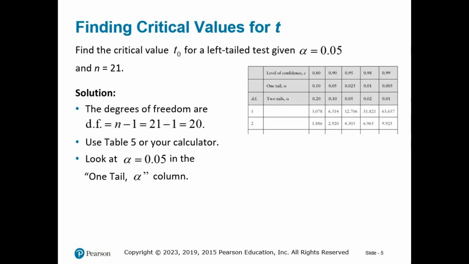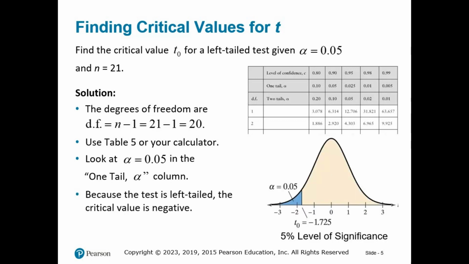It's told us left-tailed, so that means my result will be a negative number, and I'm going to use the row that says one-tail alpha. So I find that spot and follow it down. Then I find my row for degrees of freedom of 20 and see where they intersect. And remember to make my result a negative number.